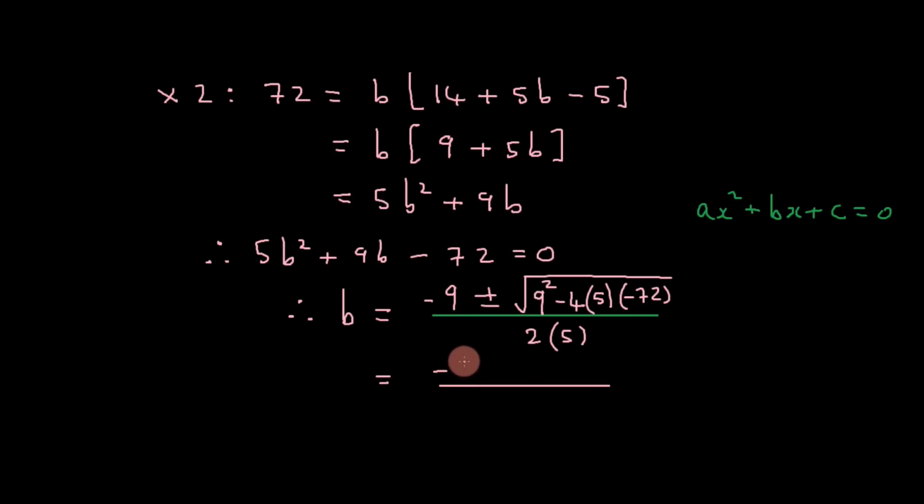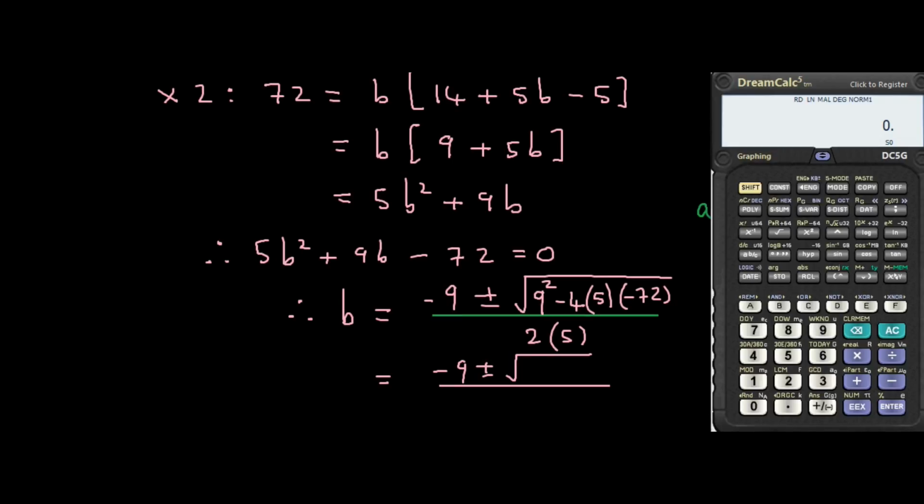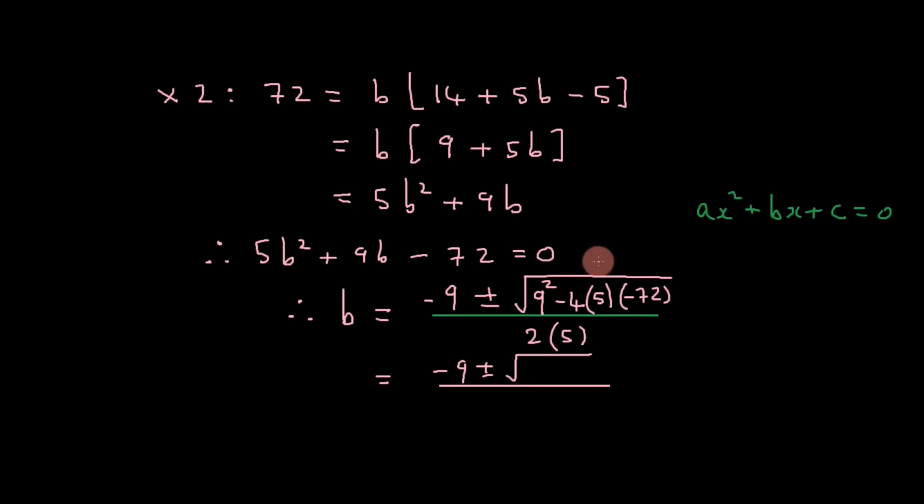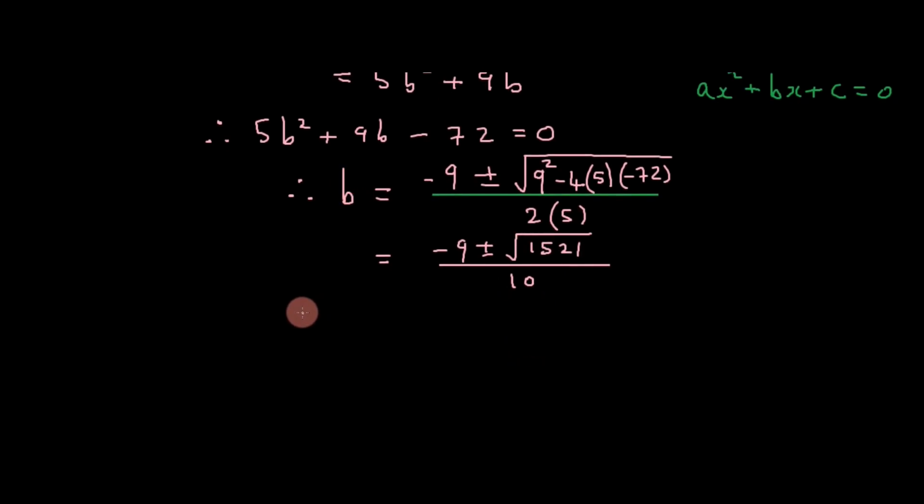And we can work out under the square root first. So let's use a calculator. So 81, just finding the value under the square root. And it's 1521. This is all over 10. b is a number of terms, so we can discard the negative. b has to be a natural number.